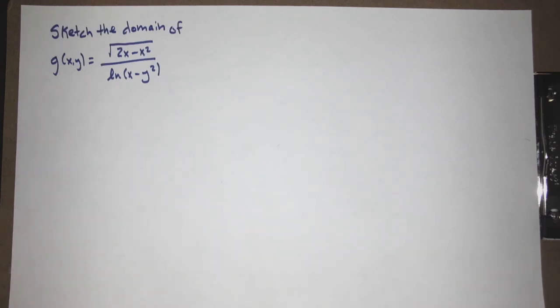So, sketch the domain of g of xy equals the square root of 2x minus x squared over the natural log of x minus y squared. Now we're doing this one together.